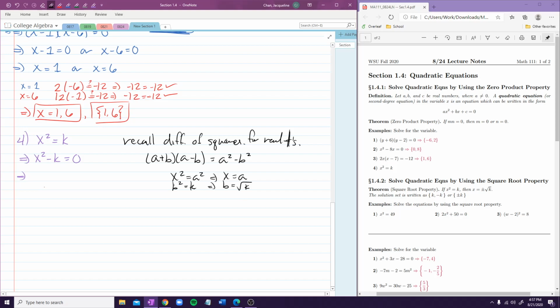Right? So I'm going to rewrite this. So I have x plus the square root of k, times x minus the square root of k. And if you FOIL this out, we're going to get x squared minus k. And if I use the zero product property, I would get x plus square root of k is equal to 0, or x minus square root of k is equal to 0. When I solve for this, I get x is equal to negative square root of k, or x is equal to positive square root of k.